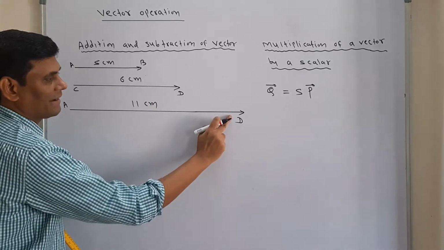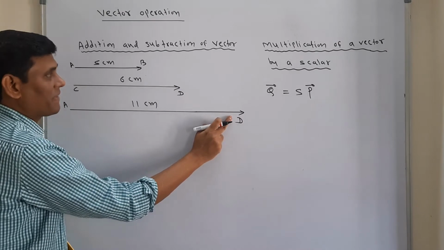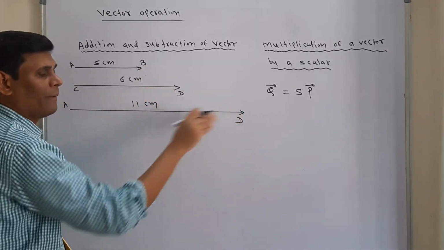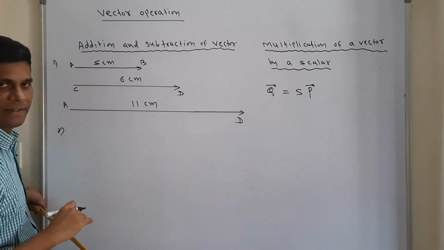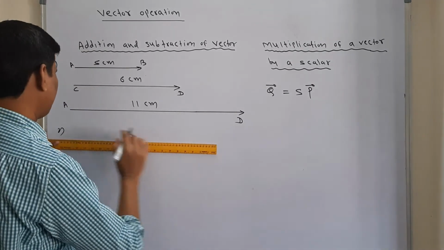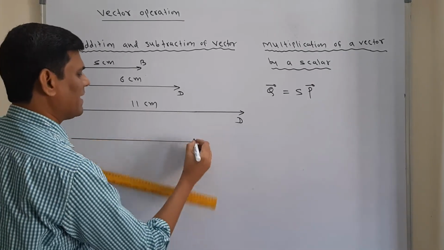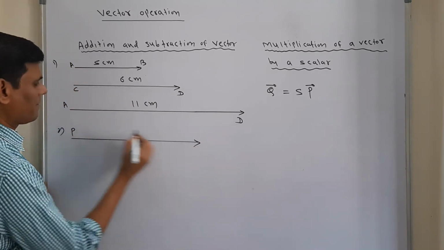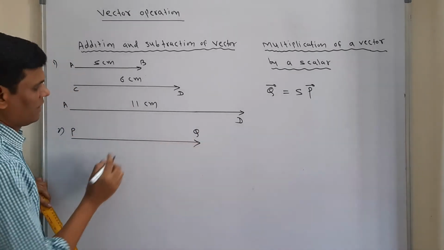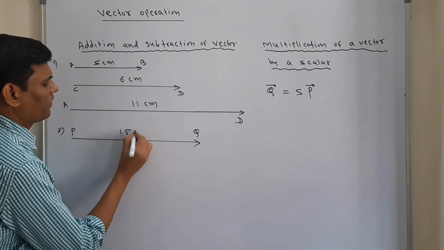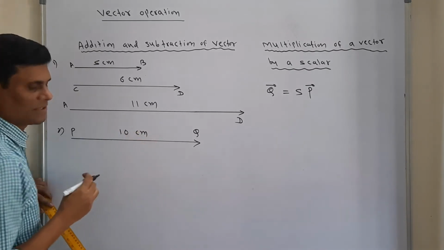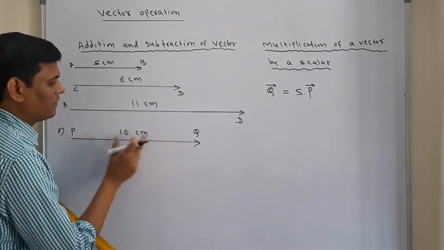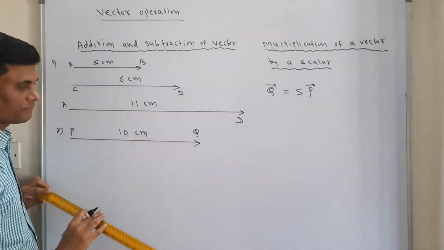So the resultant vector is also in the same direction as that of these two given vectors. Now suppose subtraction of vectors. We can take any vector of any magnitude. Suppose this is vector PQ, with a value, let us say, 10 centimeter. So vector PQ is 10 centimeter.